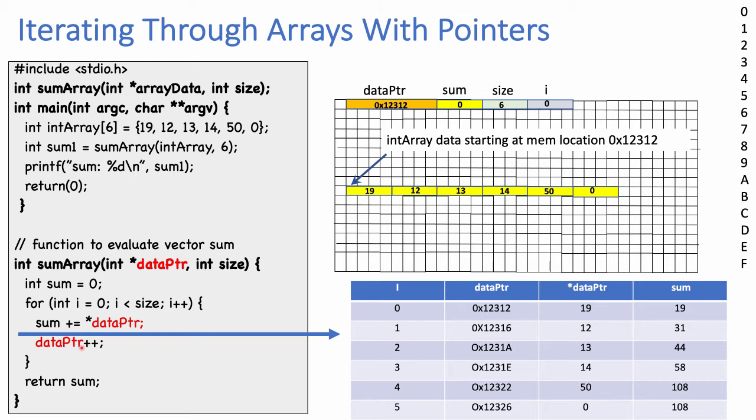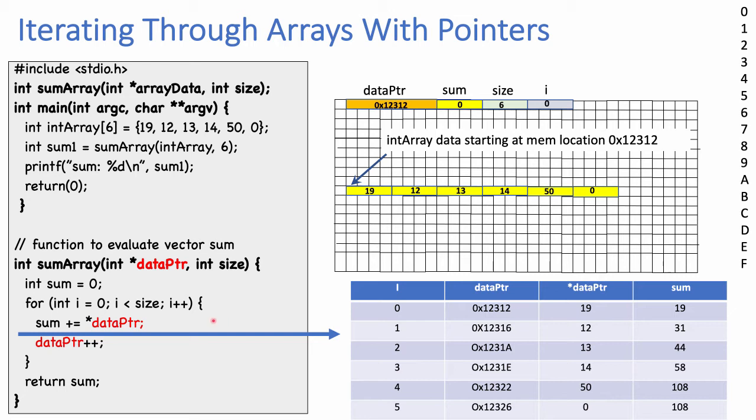Next up, we increment the pointer by 1. Data pointer plus plus increments it by 1. So now we've incremented data pointer, and it is now pointing to 12. So we do sum equals sum plus 12, which should be equal to 31.